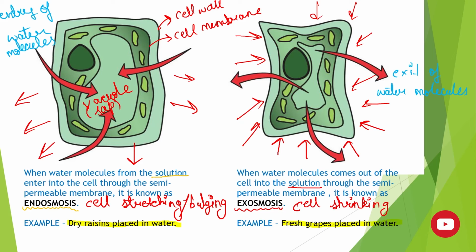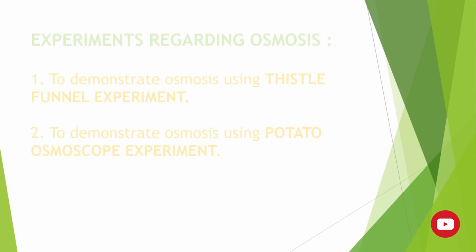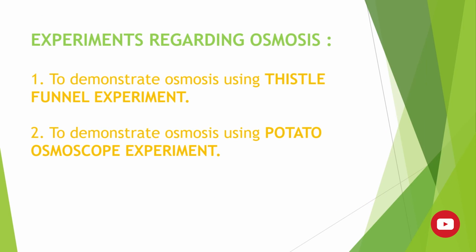Apart from these, now we have a few experiments to discuss about osmosis. There are basically two experiments to be discussed. The first one is to demonstrate osmosis using the thistle funnel experiment, which is given in the book you are all following currently. And the next experiment is to demonstrate osmosis using the potato osmoscope experiment.